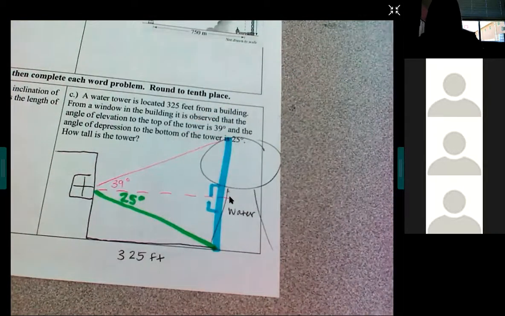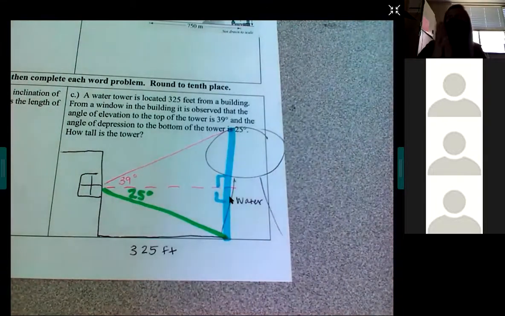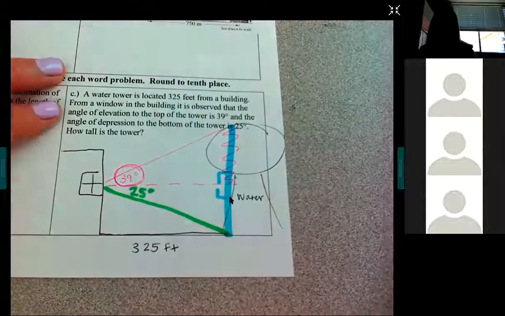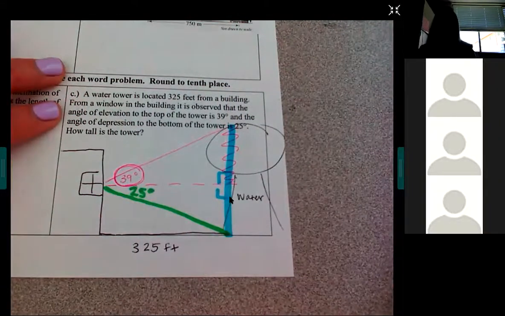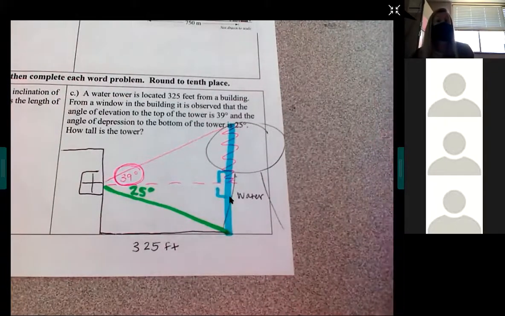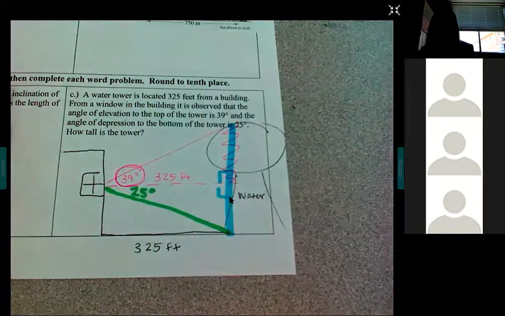How are we going to have to find that whole height? Yeah, talk. I want y'all to talk. We do what with 39? That is the angle. So let me say what he's saying. He said you can use the 39. That'll give us this part, right? Very good. The 325 feet, that's the same distance away right here because those lines are parallel, right?